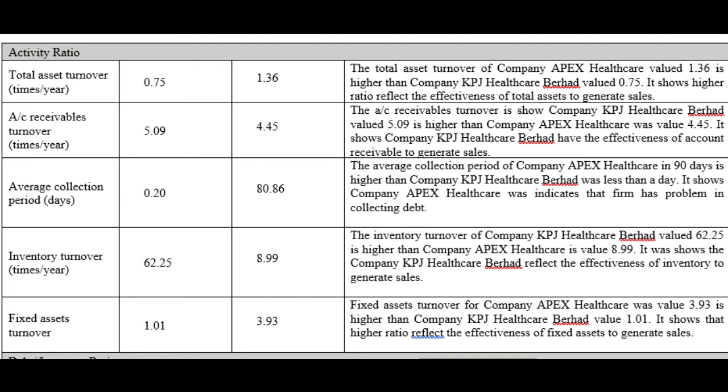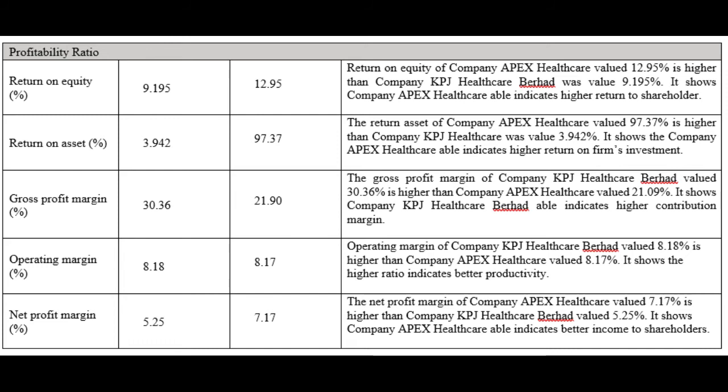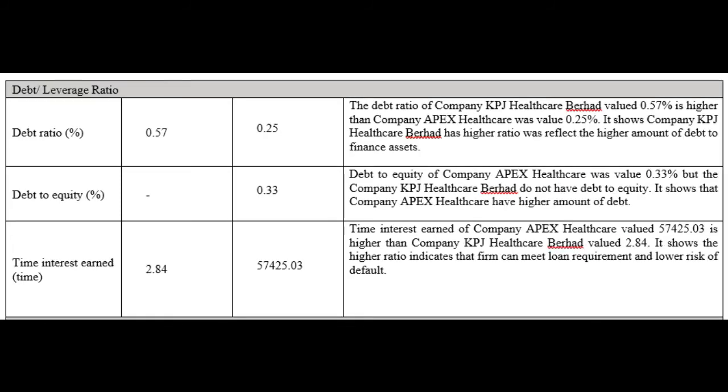Meanwhile, Apex Healthcare has higher total asset turnover, average collection period, and fixed asset turnover. Apex Healthcare is better in effectiveness of assets to generate sales in 2017, but it still has a problem collecting debt in a short period. For debt ratios, Apex Healthcare has the highest ratios in debt to equity and times interest earned. It shows Apex Healthcare has a higher amount of debt in 2017, but the firm can meet the loan requirement because it has the highest ratio in times interest earned.